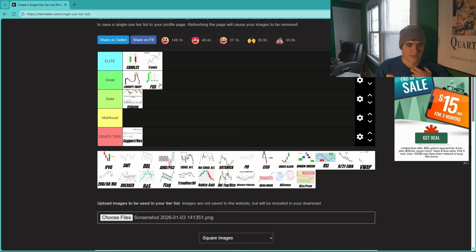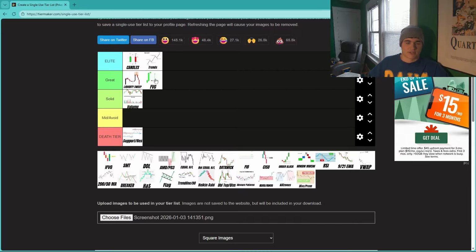Fair value gaps. Great. This matches with trends, right? Why do we pull back in trends? Why don't we just go straight up? Well, because trends create imbalances. So in an uptrend, you'll have impulse moves like a fair value gap that create an imbalance and you need to retest it.